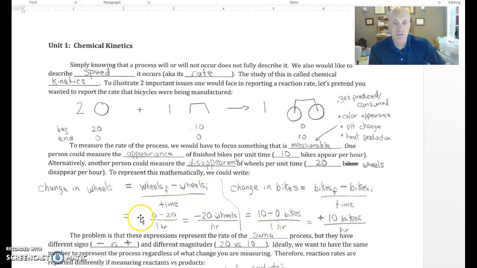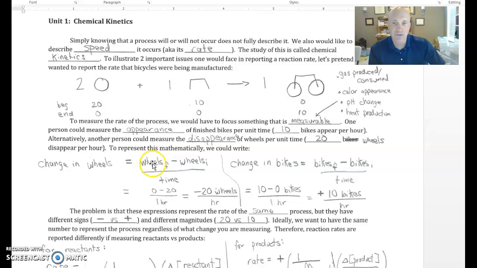The thing about this is that if we're focusing on the wheels, if we're focusing on a reactant, what happens to the amount of a reactant over time? If this process is occurring, let's say that in the beginning we have 20 wheels, 10 frames, and 0 bikes. In the end, we're going to use up all our wheels and all our frames, and we'll be left with 10 bikes. Well, the final amount of wheels in the end, you'll see we have 0 wheels. We're going to subtract 20. That's our beginning amount, and it happened.